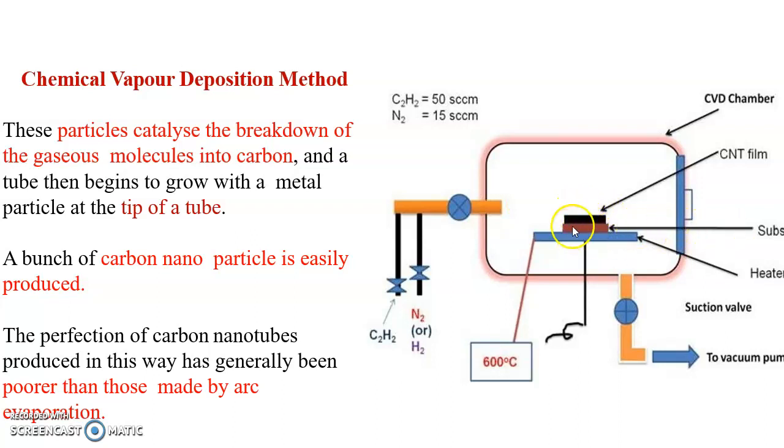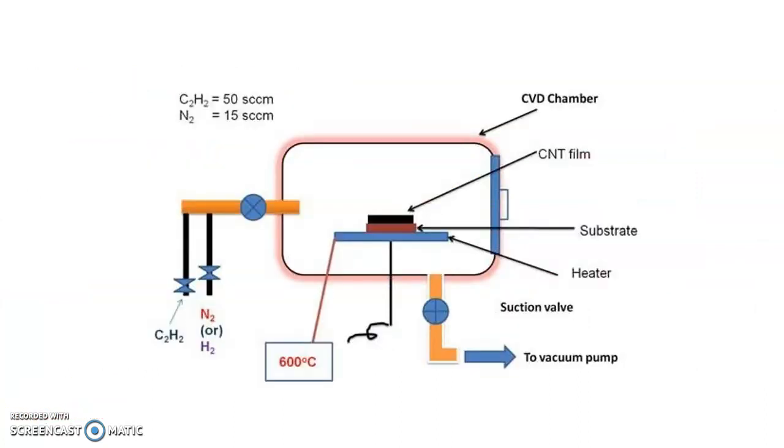We have a substrate here, and on this it grows like a tube. A bunch of carbon nanotubes is easily produced. The perfection of carbon nanotubes produced in this way has generally been poorer than those made by arc evaporation. So this is the arrangement in chemical vapor deposition.